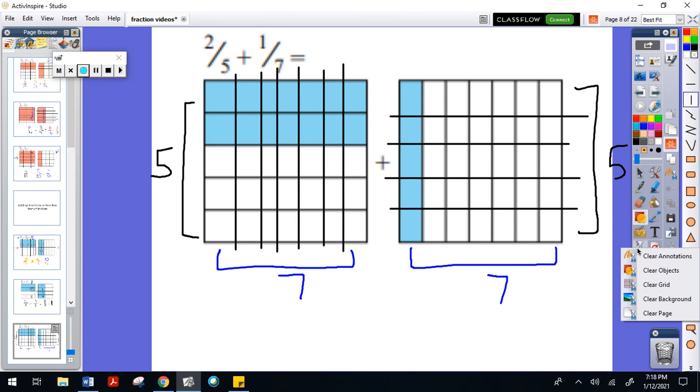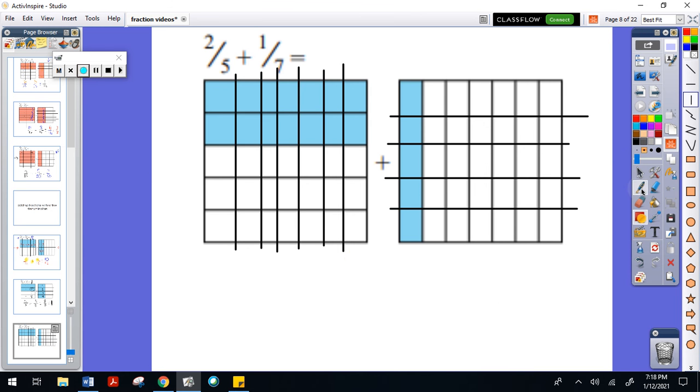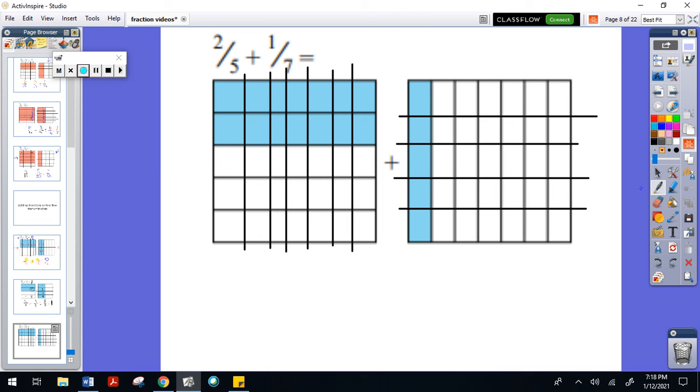So now I have a common denominator. My first question for you is, what is the fraction that we see in this picture? Exactly, 14/35. Because we have 35 total pieces in there, 14 of which are colored blue.